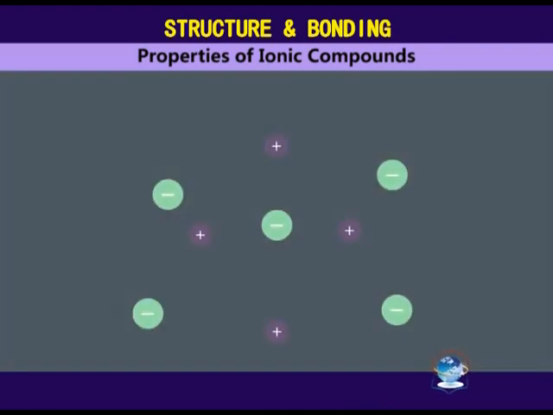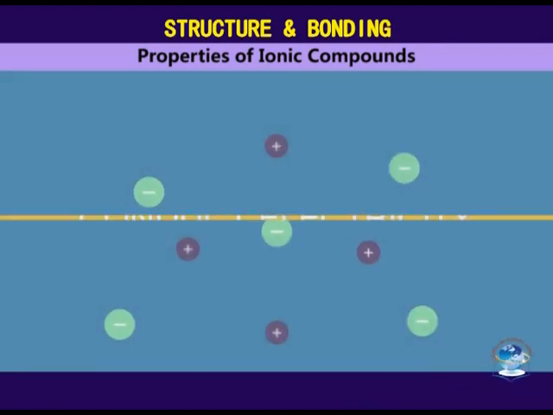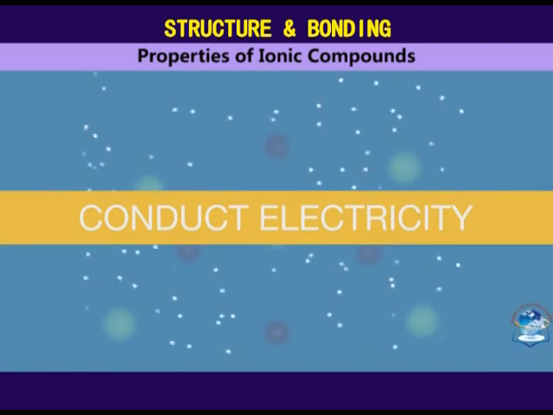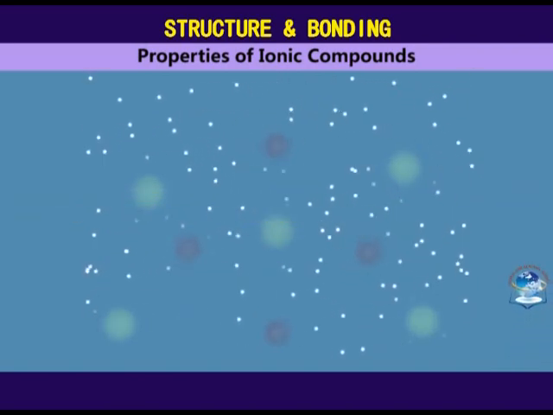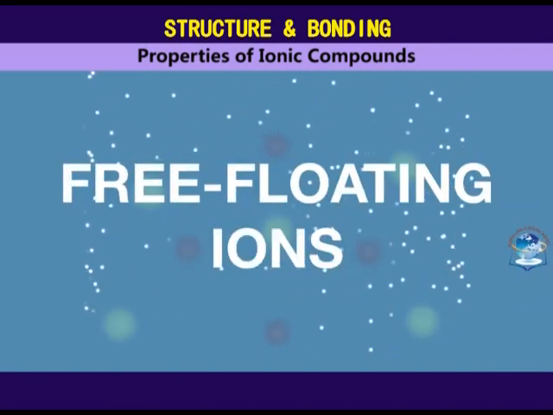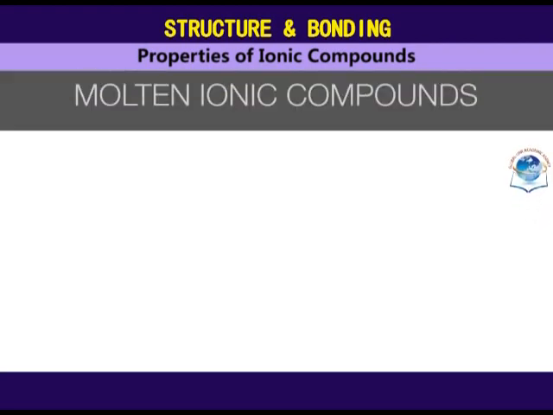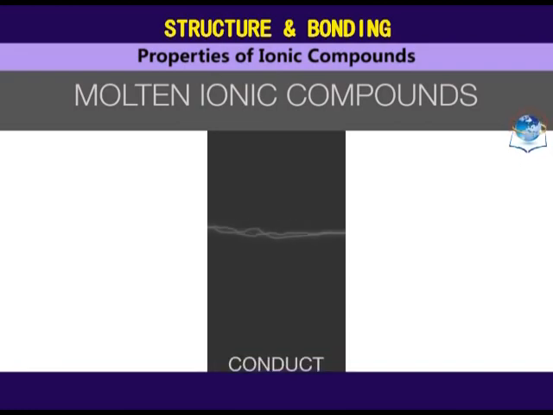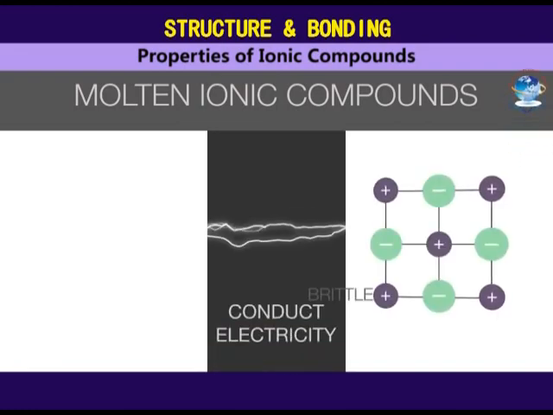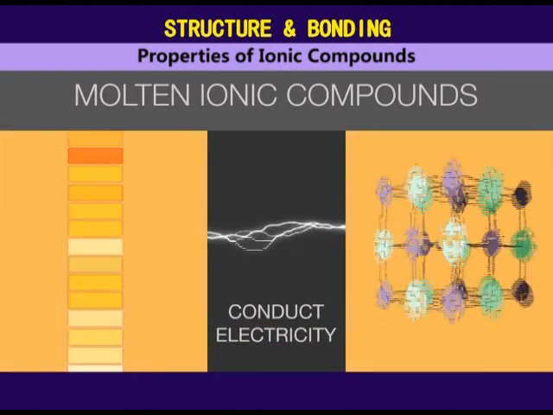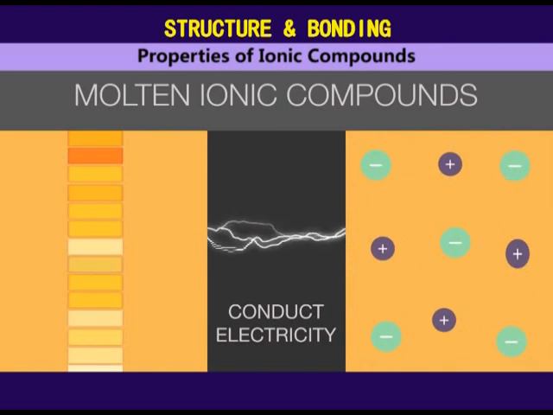An ionic compound dissolved in water can conduct electricity. This is possible due to the presence of free-floating ions. Following on the same idea, molten ionic compounds can also conduct electricity. The lattice structure is broken at high temperatures, and so the ions become free-floating.